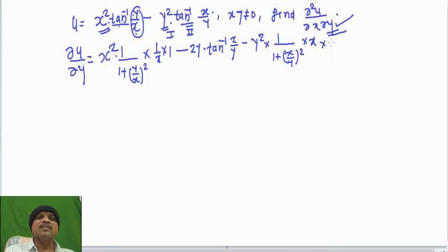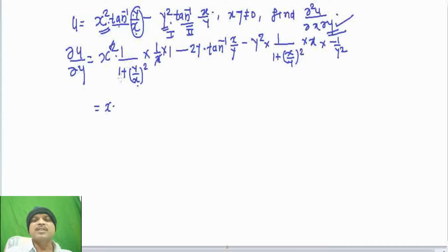Now calculate the derivative of 1 divided by y. When we calculate the derivative of 1 divided by y, this will be minus 1 divided by y square. Okay friends, so this x and this x square will get cancelled and we get here x into. Now let us simplify these terms. 1 divided by y square divided by x square.